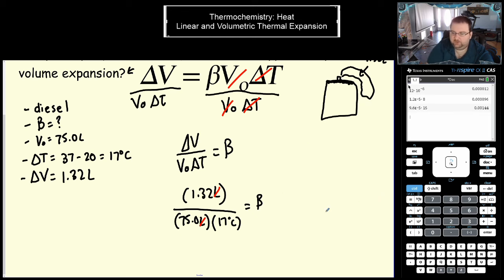Now let's plug this into our calculator. We have 1.32 divided by whatever 75 times 17 is. And we get that. So beta is going to be equal to 0.001035.